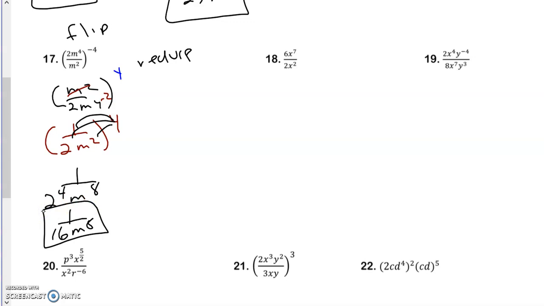Taking a look at this one, I'm just going to reduce. So I have a 3 on the top. I look to see which one is smaller, and I'm going to have x to the 5th over 1, or I'm just going to have 3x to the 5th.